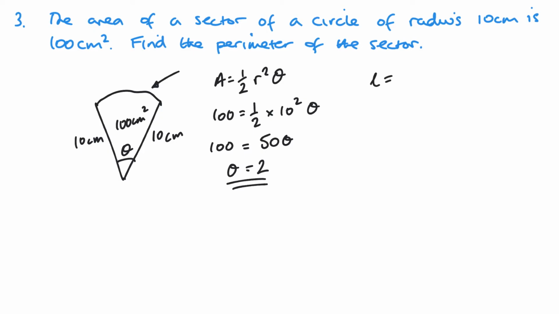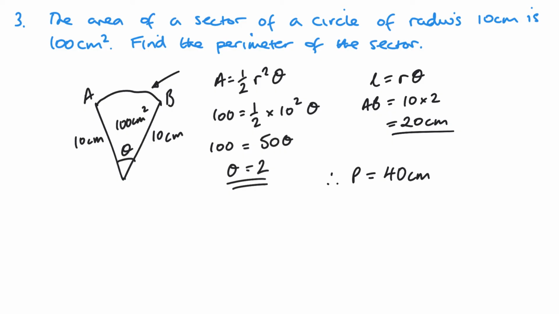Now arc length, if I call this A and B, that's what we're finding, is going to be R theta. So the arc length AB is going to be 10 times 2, which is 20 centimeters. Therefore the perimeter is going to be 2 10s and my 20, so 40 centimeters in total.